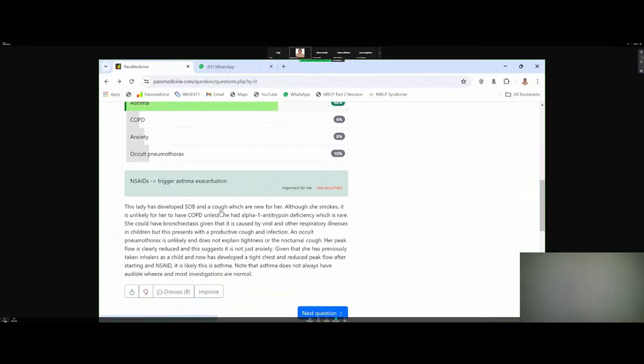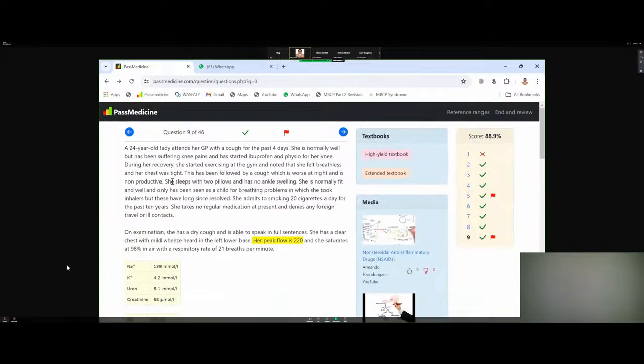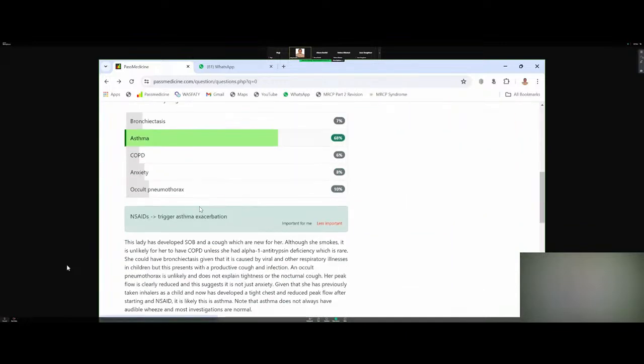Asthma is most likely. This lady has developed shortness of breath and a cough, which are new for her. Although she smokes, it's unlikely for her to have COPD unless she had alpha-1 antitrypsin deficiency, which is rare. She admits to smoking 20 cigarettes a day for the past 10 years, so she started when she was 14. But anyway, even 10 years is not enough unless there is associated alpha-1 antitrypsin deficiency.